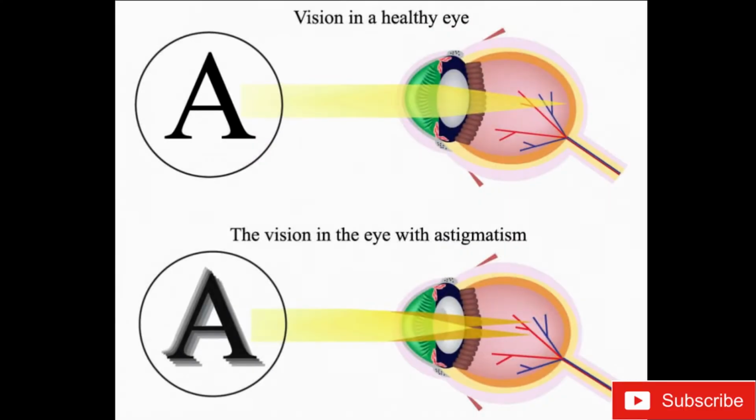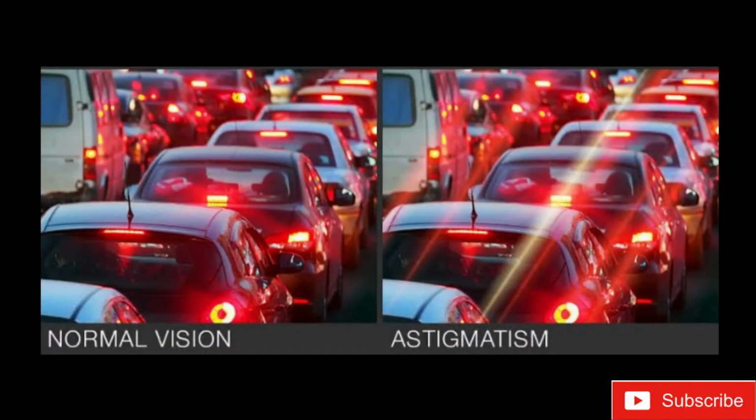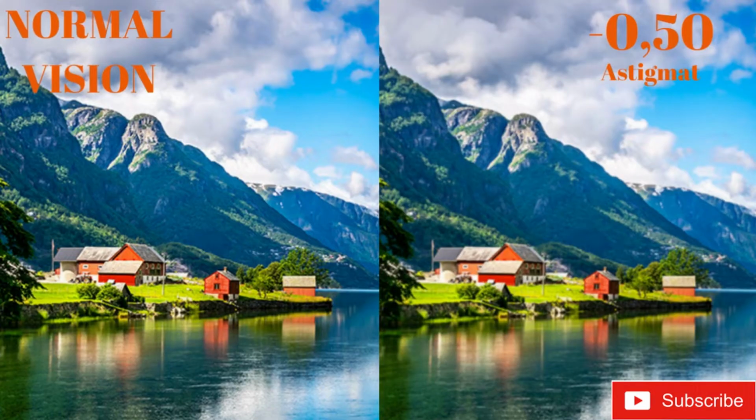Astigmatism is a common vision condition that causes blurred vision. It occurs when the cornea is irregularly shaped or sometimes because of the curvature of the lens inside the eye. Step-by-step astigmatism vision.